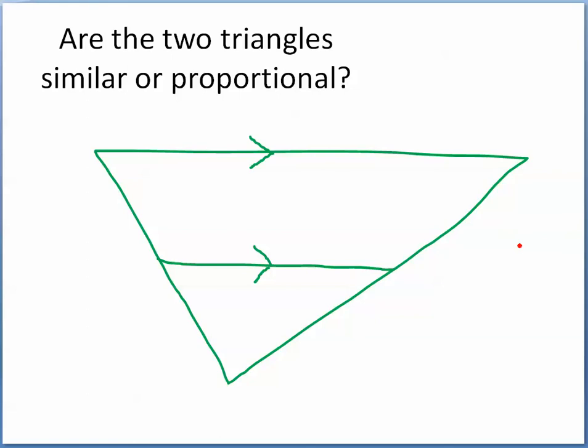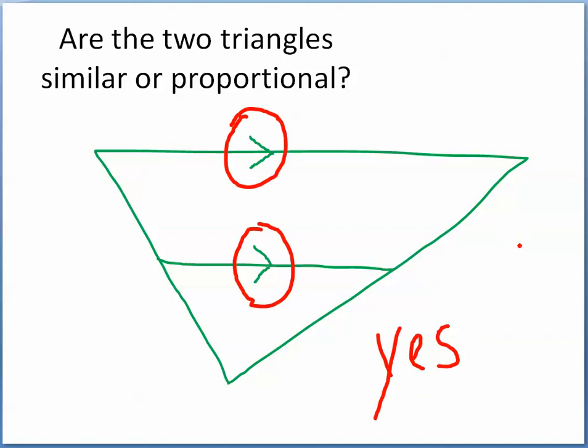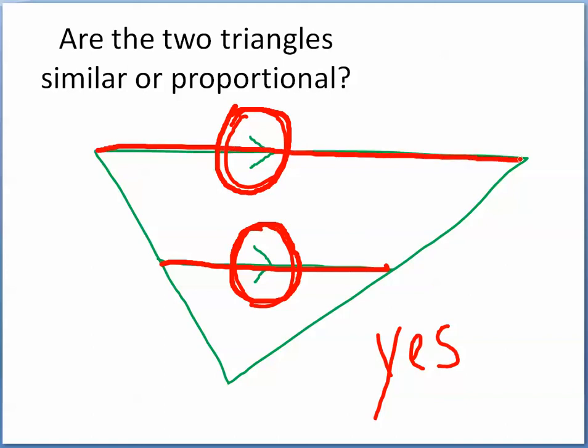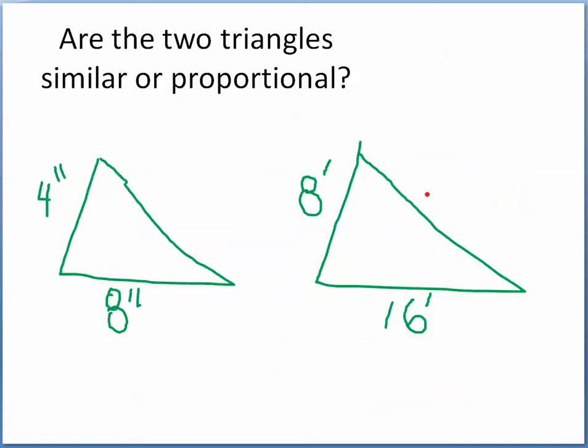Are the two triangles similar or proportional? Well, turns out, yes, they are. This sign right here means that it's parallel to this one right here. And so if we have this line being parallel to this line right here, we wind up with proportional triangles.